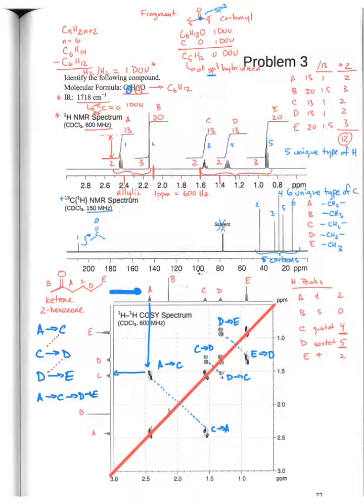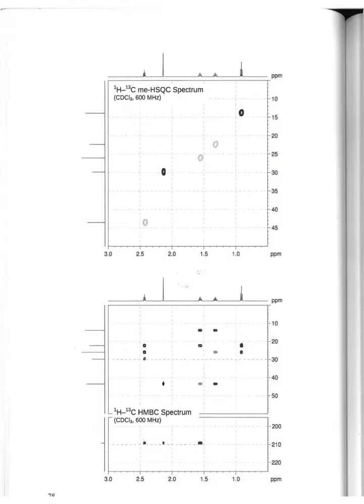We see A to C to D to E. So that's the line that we just figured out from the 1H COSY. So what we're doing is figuring out this spin system, A to C to D to E. So we already have a structural claim of 2-hexanone.